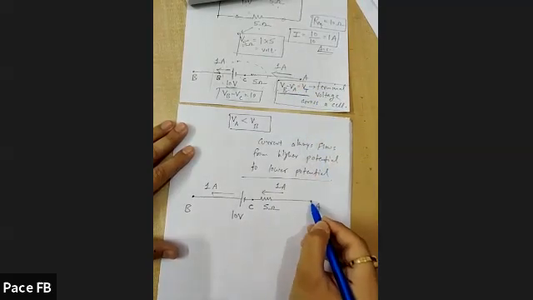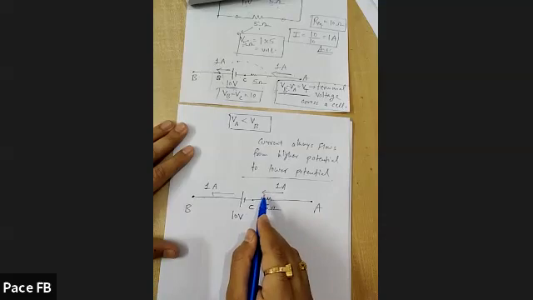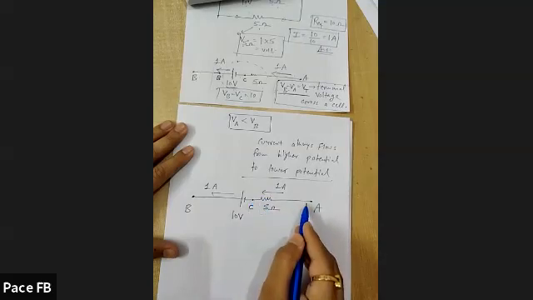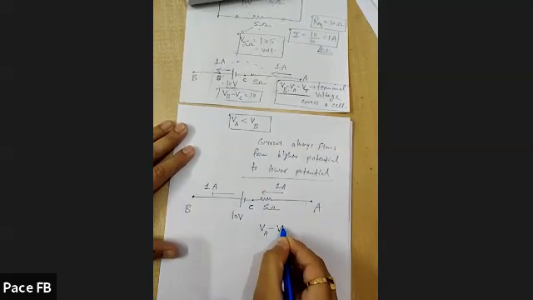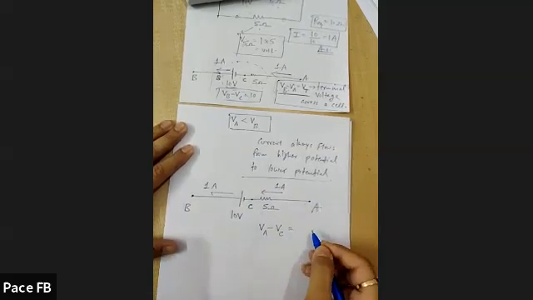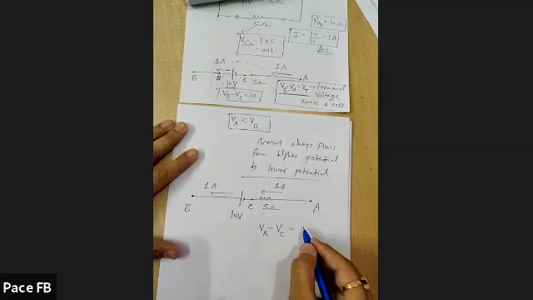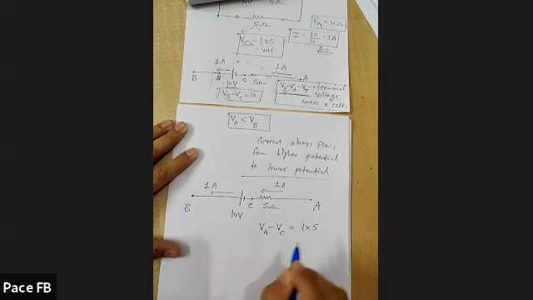I'm starting from point C. Tell me, across this 5 ohm, what is the current flowing? 1 ampere, and 1 ampere is flowing from point A to point C. It means A is at higher potential, C is at lower potential. So VA minus VC will be equal to what? VA minus VC would be equal to IR. I multiplied by R. Simply I is 1 multiplied by resistance. Current is 1 and resistance is 5. Okay, so VA minus VC is 5.